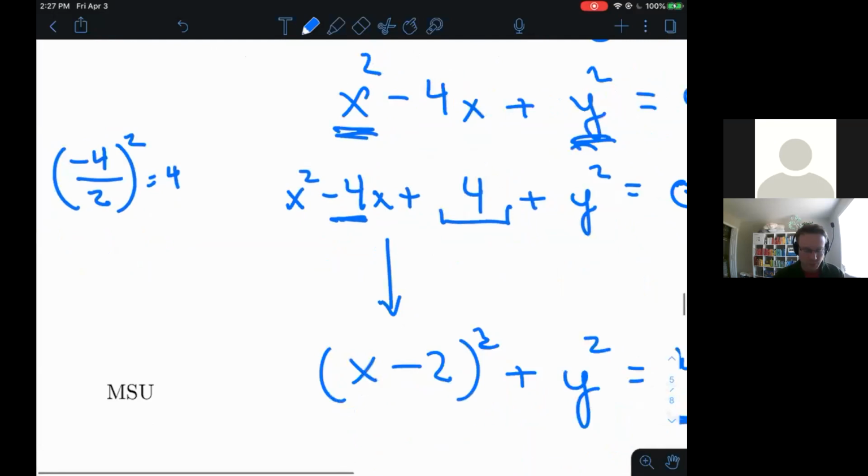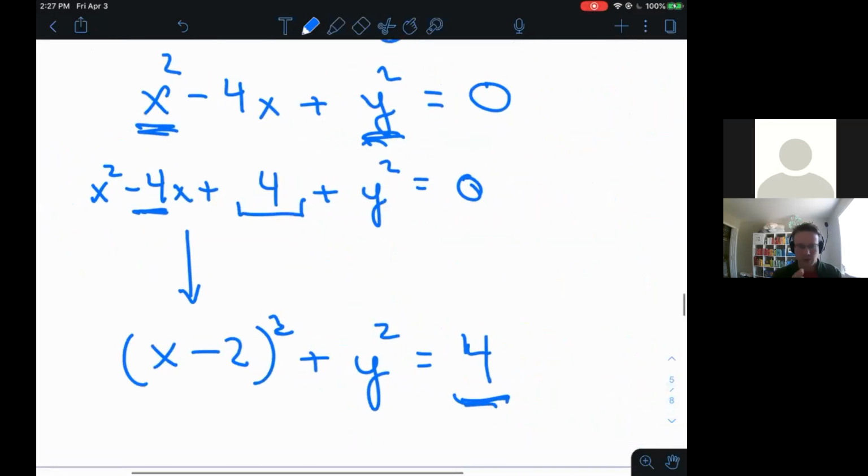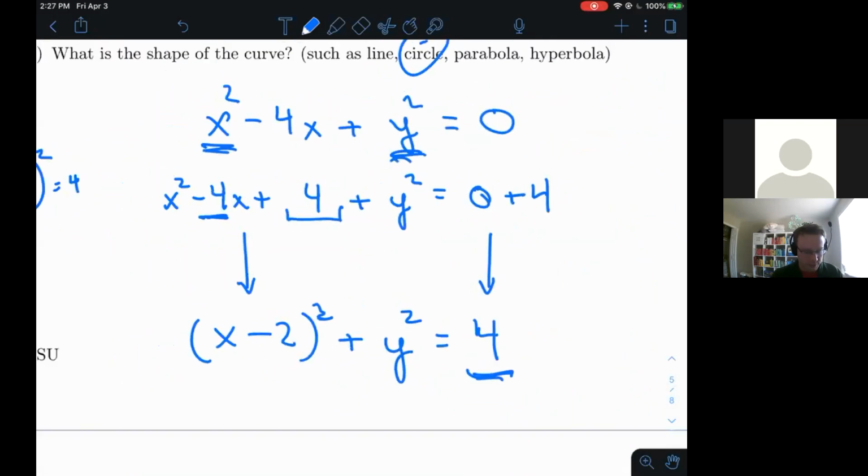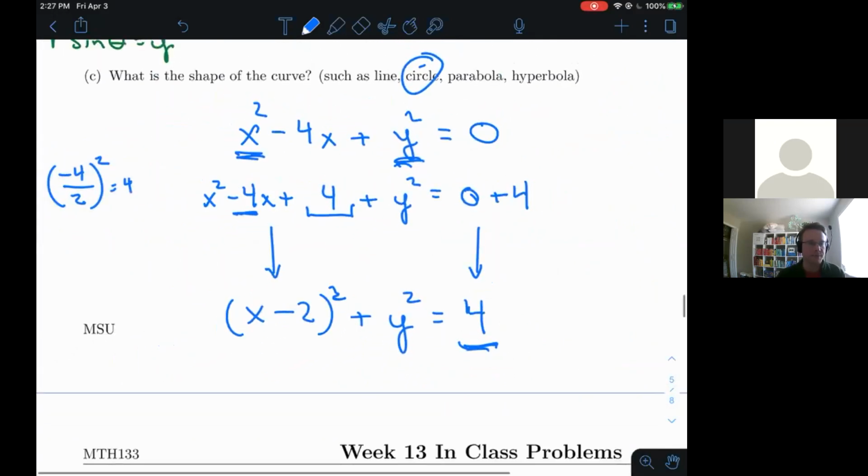Now, of course, if I just put a 4 on the left-hand side willy-nilly, I've changed things wildly. So I also need to add 4 on the right-hand side so that mathematically it's valid. And that's why the 4 is over here. So that's the process for completing the square.